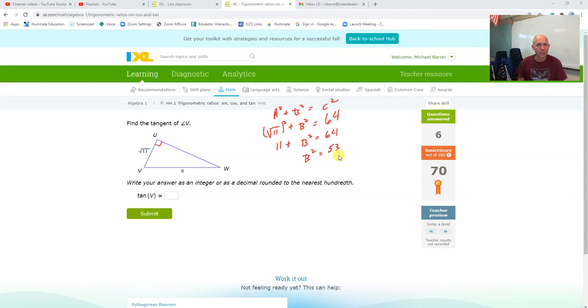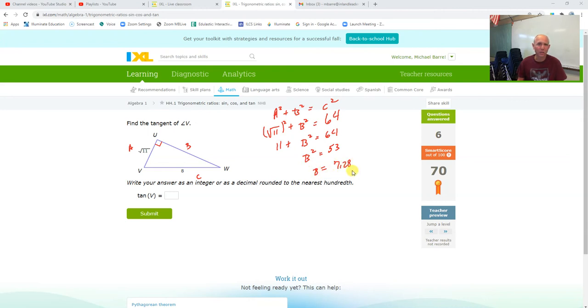I do not like that answer. 53 squared. This is A, B, C. A squared, which is 11, plus B squared, which is unknown, equals C squared, which is 81. So B squared is 53. Do I have to take the square root of that? Square root of 53 is 7.28?